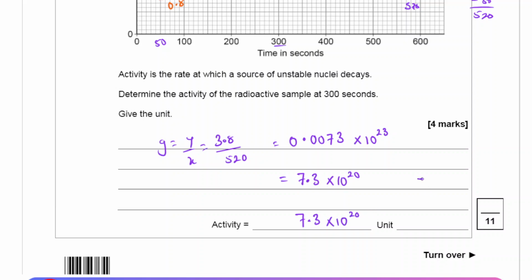The marking scheme actually says 7.1 times 10 to the power 20, but this is also fine. It's within the range. The unit is becquerels, which is Bq.